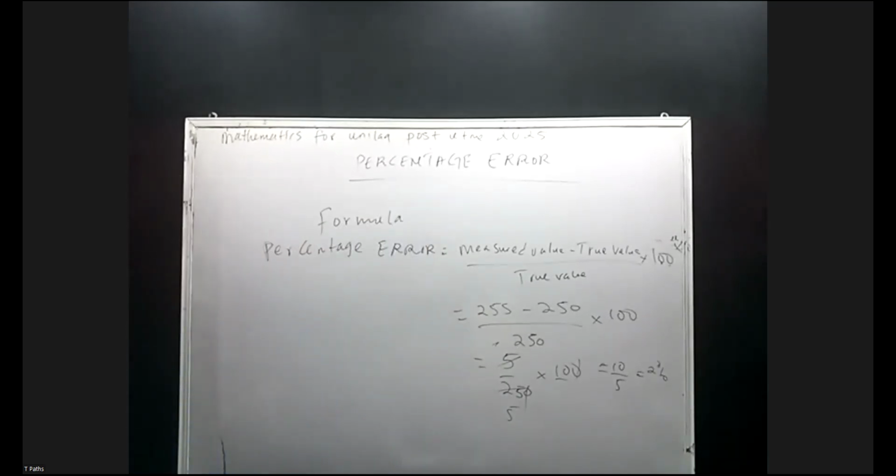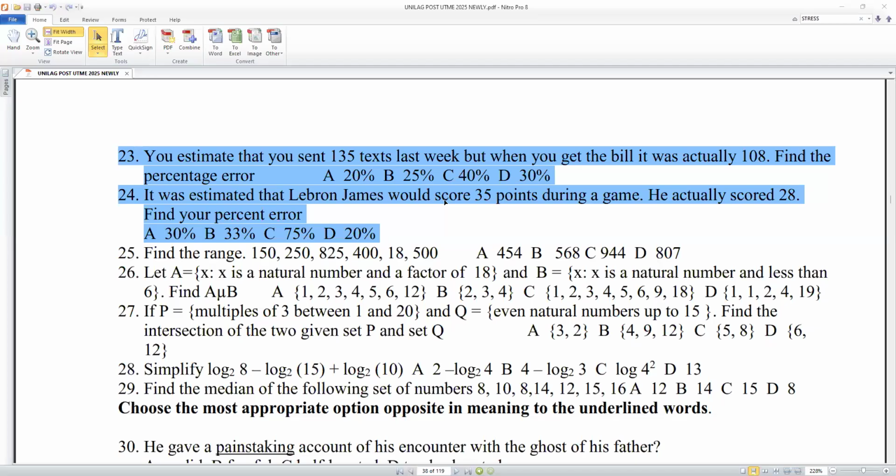Now the next one. You estimated that you sent 135 texts last week, but when you got the bill, it was actually 108. They will tell you from the story which one is the measured value and which one is the true value. If you don't understand English, that's on you. So it is what?